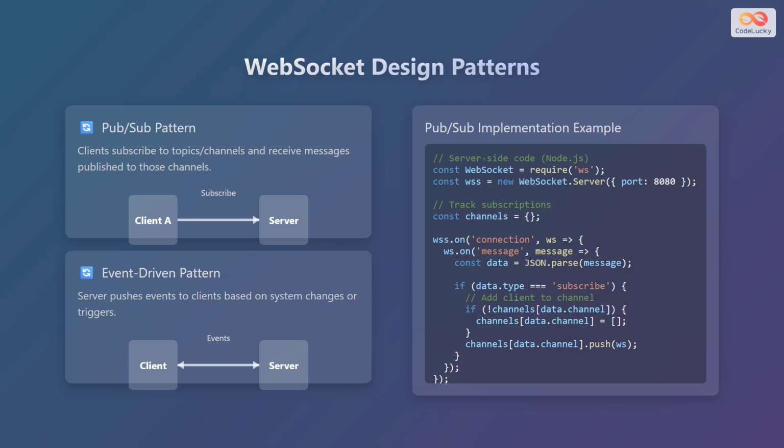The code shows a server-side implementation of the publish-subscribe pattern using Node.js. The code begins by importing the WS library and creating a new WebSocket server. It then tracks subscriptions using the channels object. When a client connects, the connection handler parses incoming messages. If the message type is subscribe, the client is added to the specified channel.